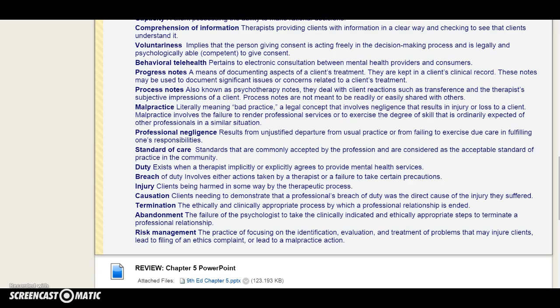The process of informed consent includes providing information about the nature of therapy, which we discussed, as well as the rights and responsibilities of both the therapist and the client. So the client is also going to have expectations of them in this process laid out.